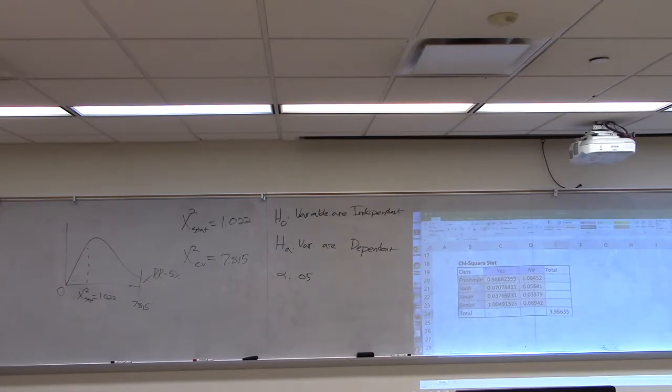So the question is, is that bigger than the critical value? And what do we say if it's bigger than the critical value? Reject. Is it smaller than the critical value? There's less variation between what we observed and what we expect if the null hypothesis is true. Then we fail to reject. So let's put that up on the board.